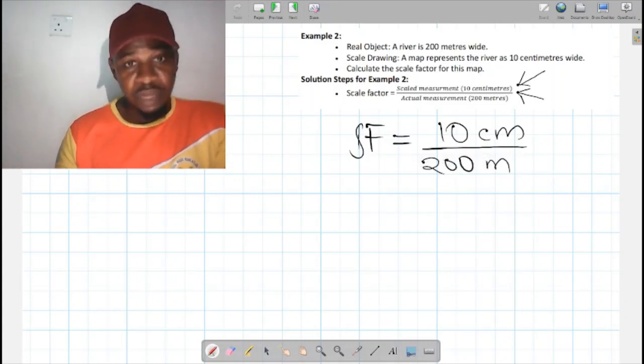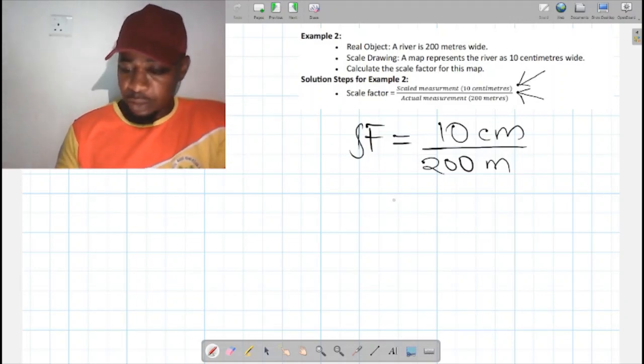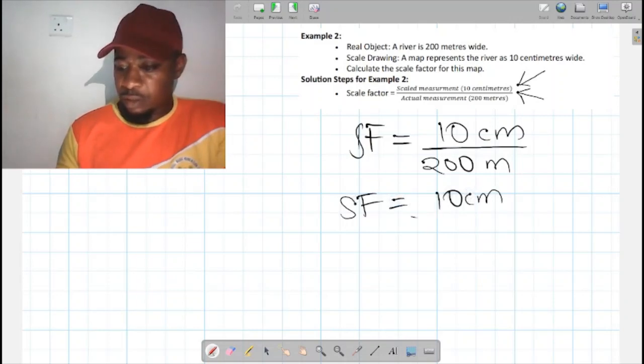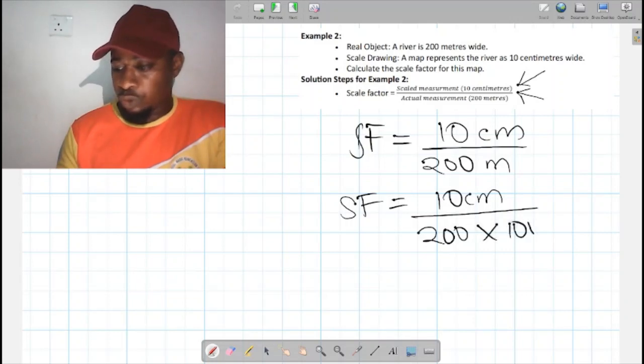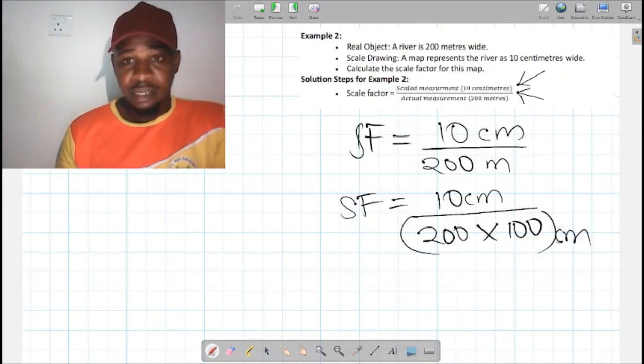Now we have to ensure that, again, the units are the same. That is very, very critical, because 200 meters is not the same as 200 centimeters. So to change meters to centimeters, we've got to multiply by 100. And so our scale factor will be rewritten as 10 centimeters divided by 200 times 100. We don't need to multiply it out yet. Rest assured that our final answer will be in centimeters.